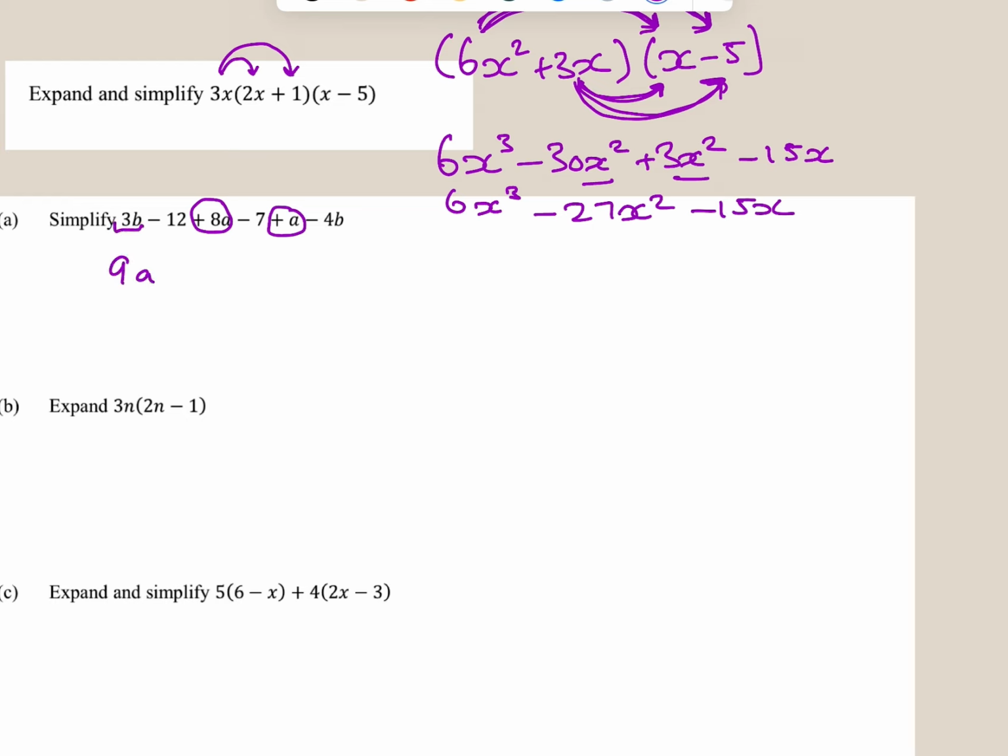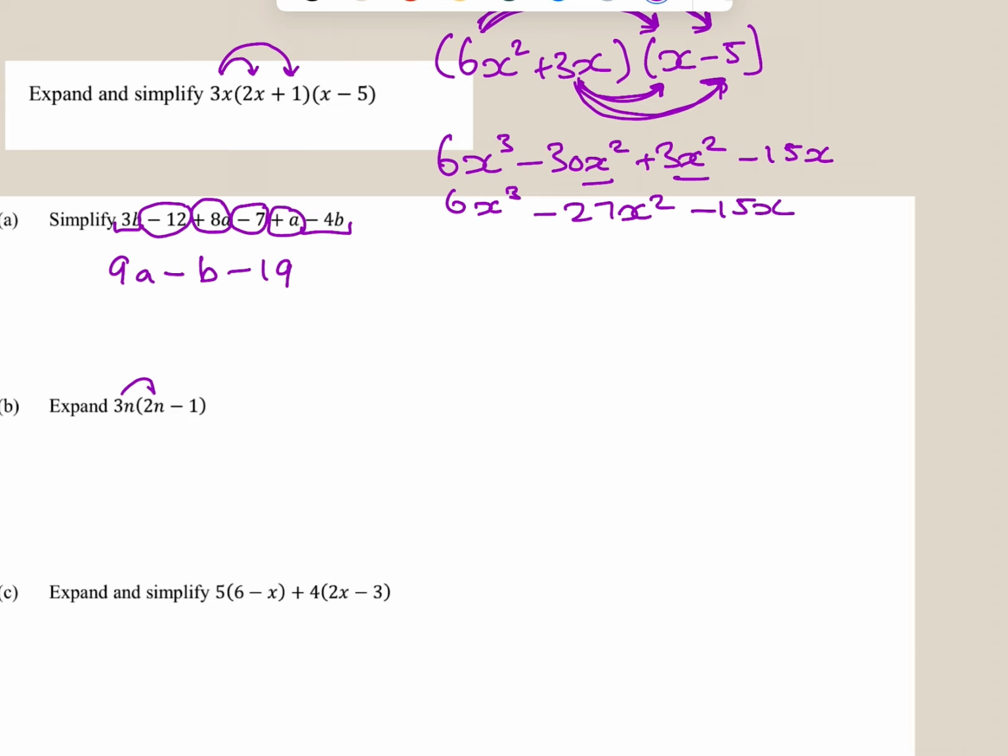Then we've got 3b and we're going to subtract 4b. So we just have minus 1b. So you can just put a b by itself. And then here, negative 12 minus 7 is going to be negative 19.